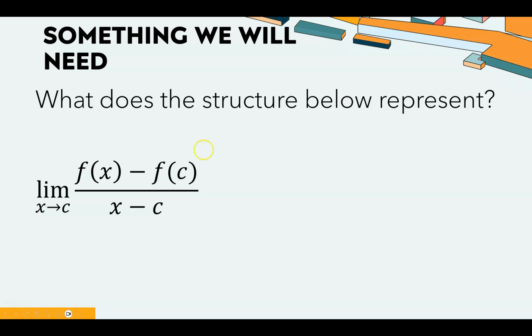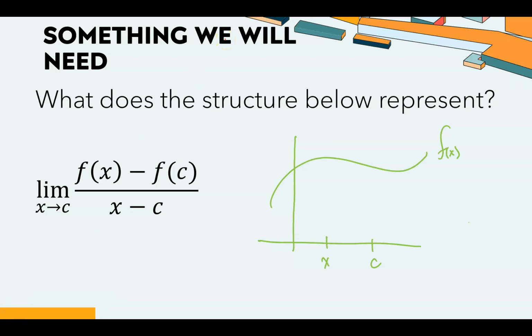So we need to know we're going to end up using this thing. And, well, what does this represent? Well, obviously we have some function f of x. And x is an x value, and c, I guess, is an x value. Probably need another color for this to work.